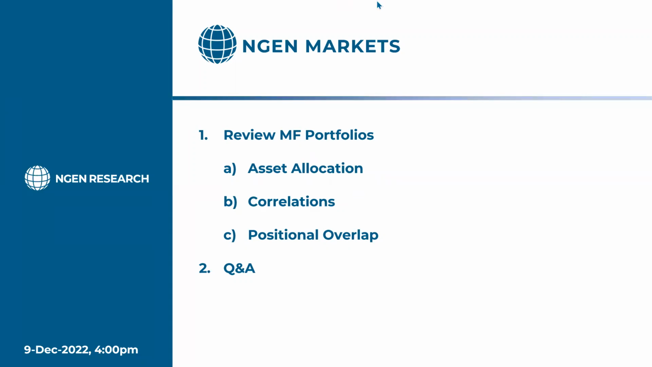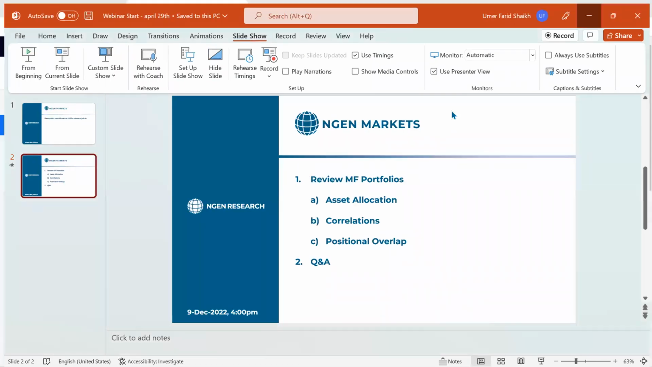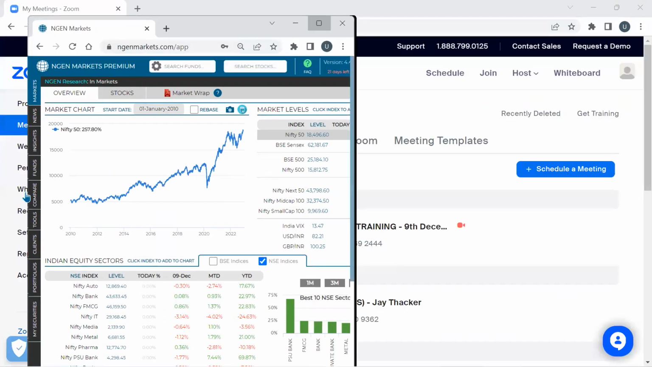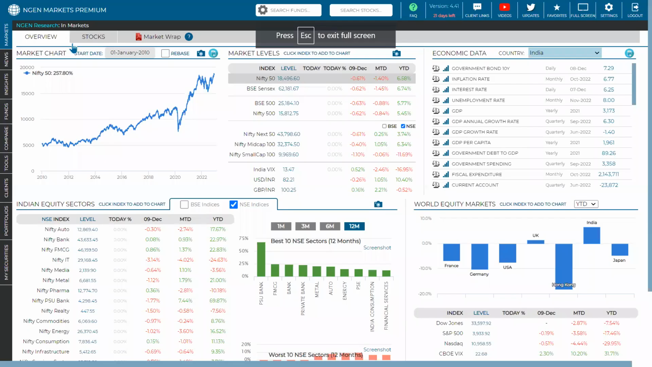So we will start with our terminal. Let me show you the NGEN Markets terminal. As you can see, this is the NGEN Markets portal in front of you. And if you want to add any particular client in the portfolio section, this is where you can add clients.